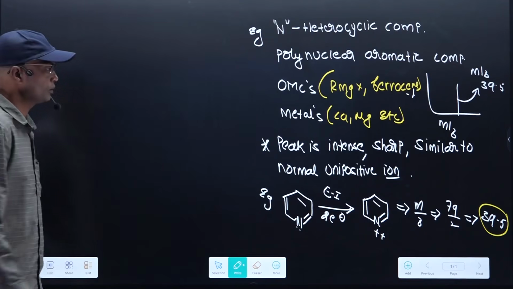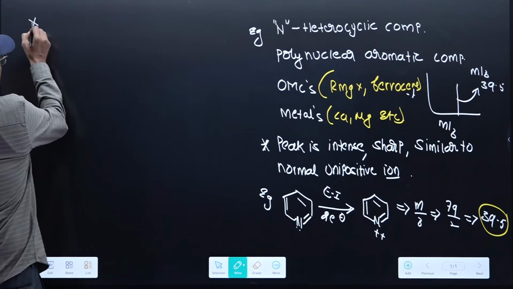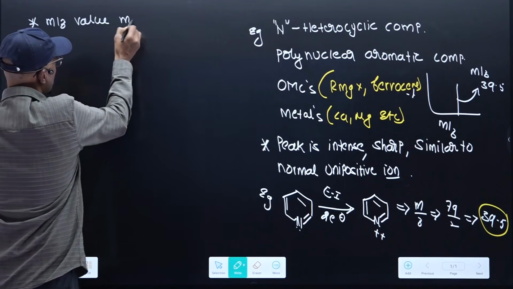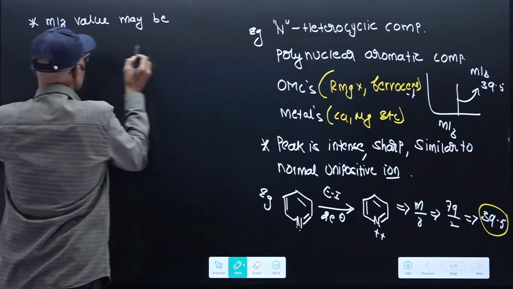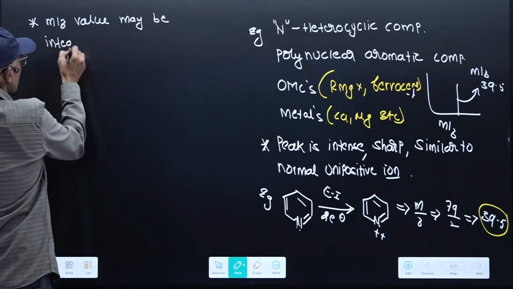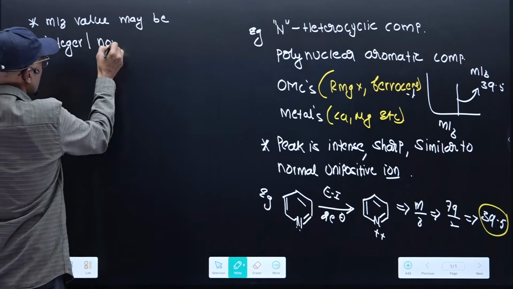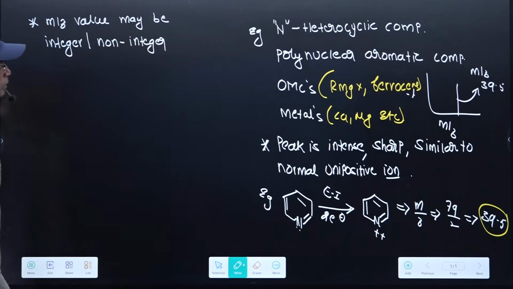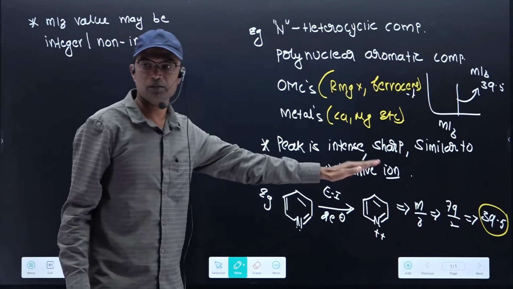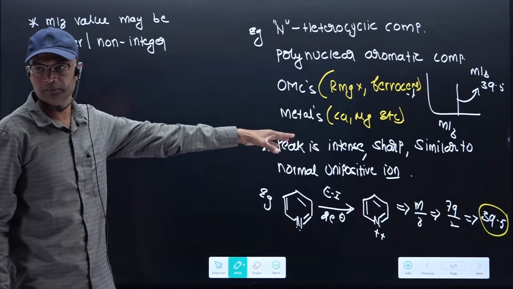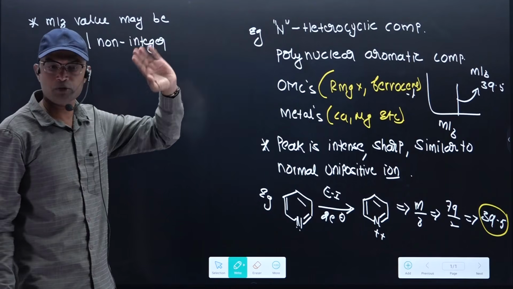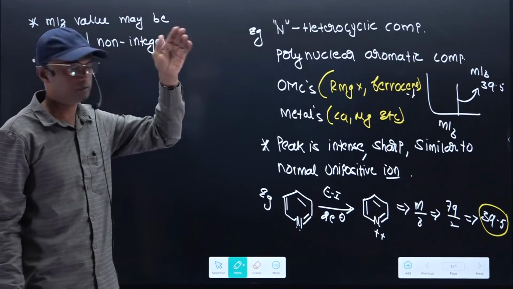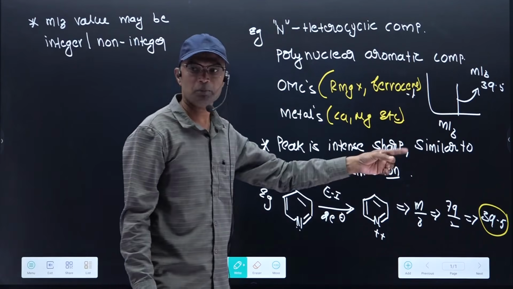Clear? Now see, especially for multiply charged ion, m/z value may be integer or non-integer. It may be integer or it may be non-integer, which means it may be a fraction number, but the peak is not a broad peak, it is a sharp peak. These statements they give in the GATE exam. Multiply charged ion will show a broad intense peak, a sharp vertical peak, a sharp non-integer peak, a sharp integer peak, like that.